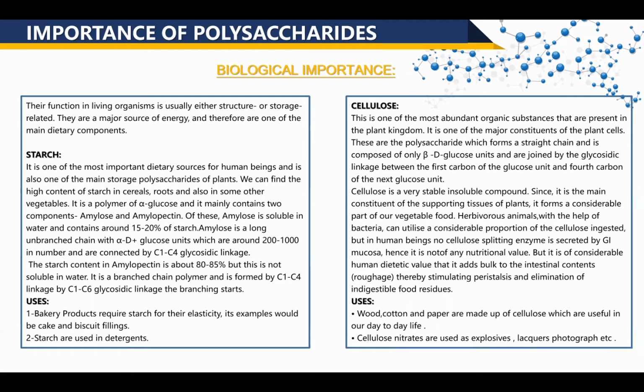Amylose is soluble in water and makes up around 15 to 20% of starch. Amylose is a long unbranched chain of alpha D glucose units, around 200 to 1000 in number, connected by carbon 1,4 glycosidic linkage. On the other hand, amylopectin is about 80 to 85% but it is not soluble in water. It is a branched chain polymer formed by carbon 1,4 linkage and carbon 1,6 glycosidic linkage.